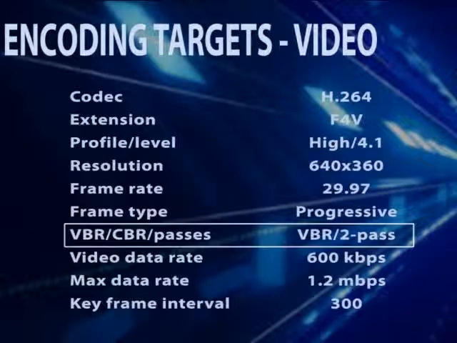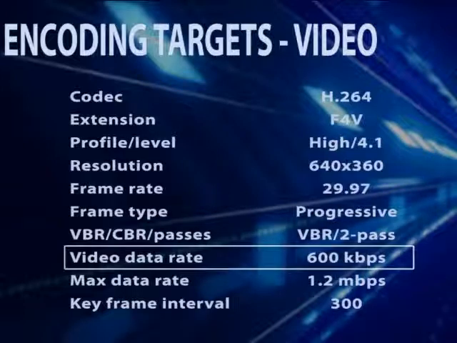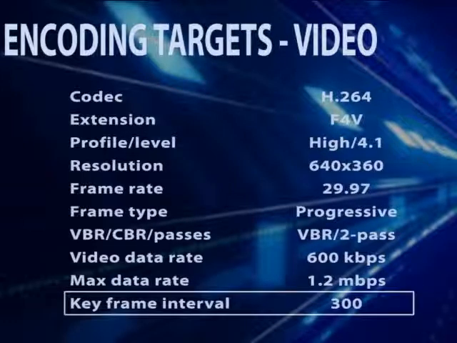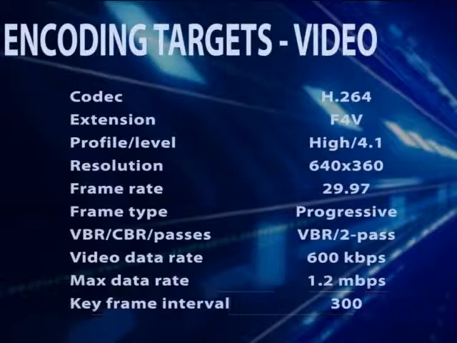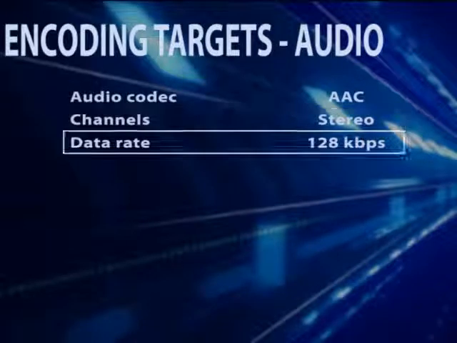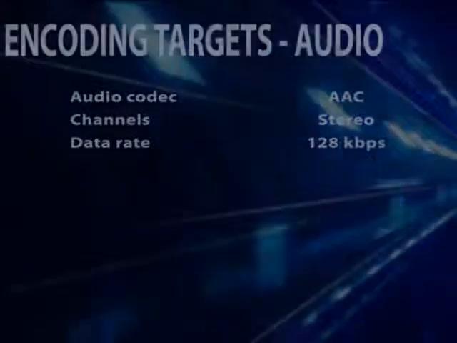I'll encode using 2-pass VBR with a target data rate of 600 kilobits per second and maximum bit rate of twice that, 1.2 megabits per second. I want keyframes set at 300 frames. On the audio side, I'll use the AAC audio codec. I'll produce using stereo audio at 128 kilobits per second.